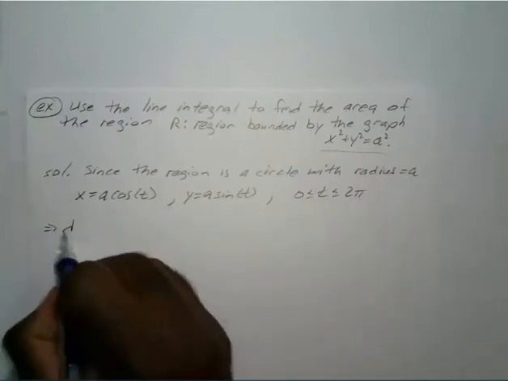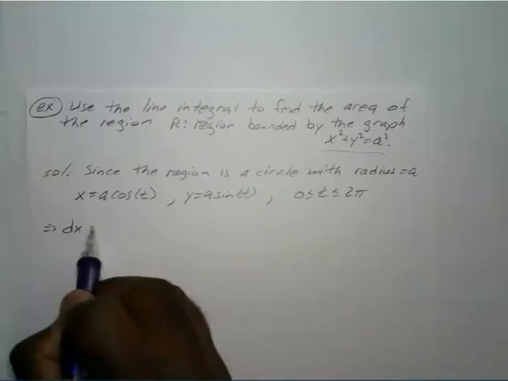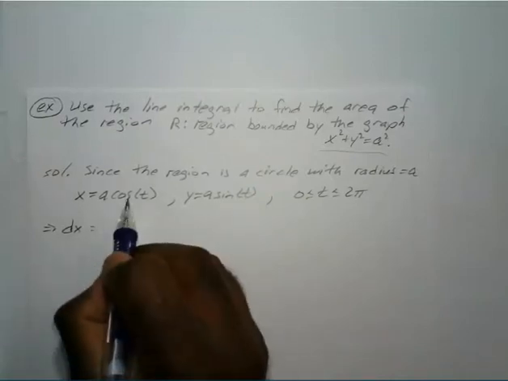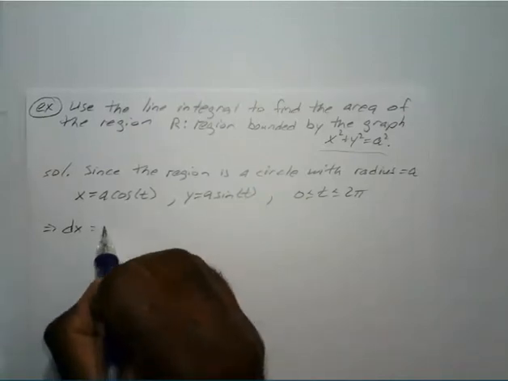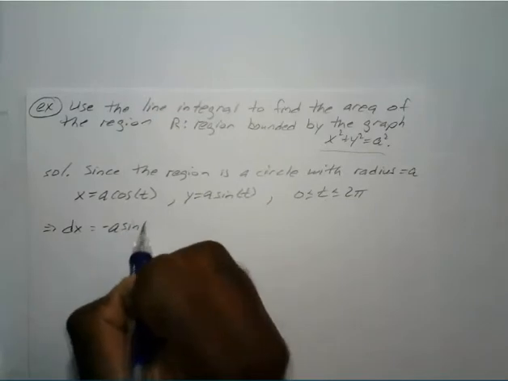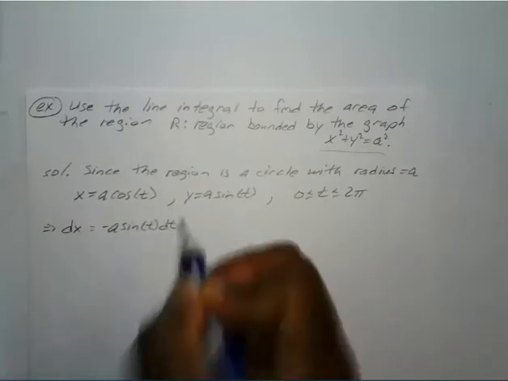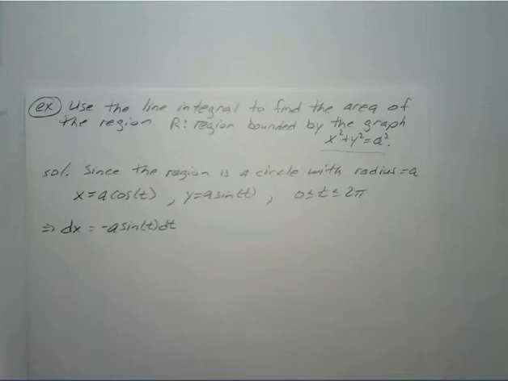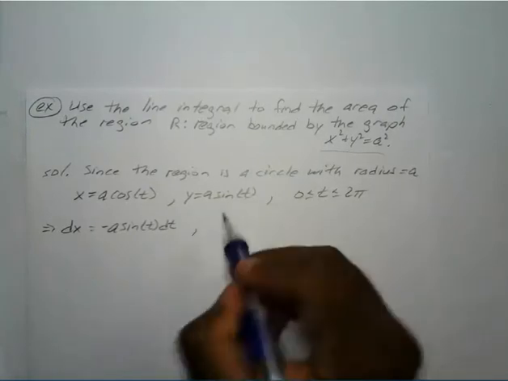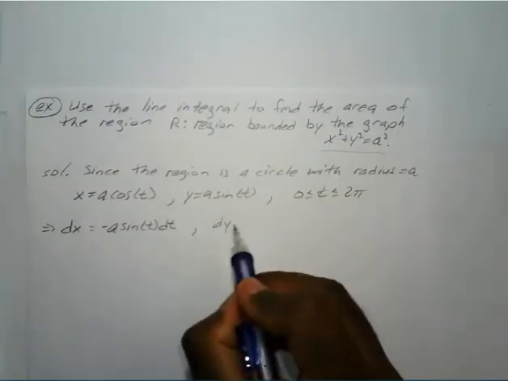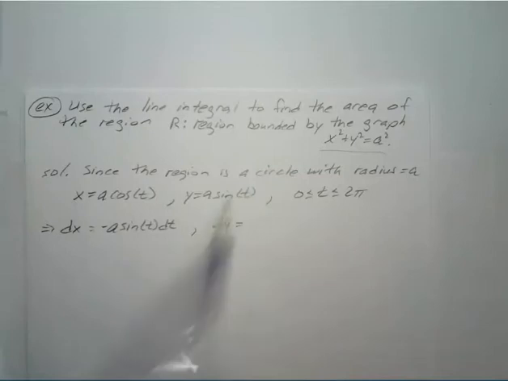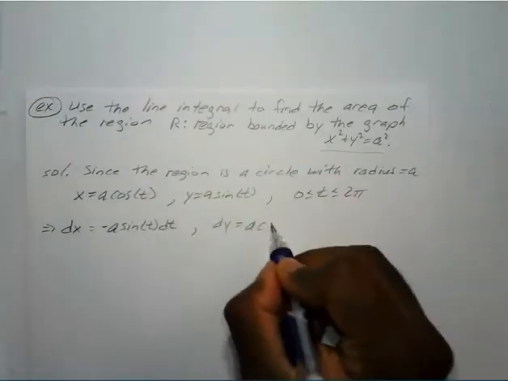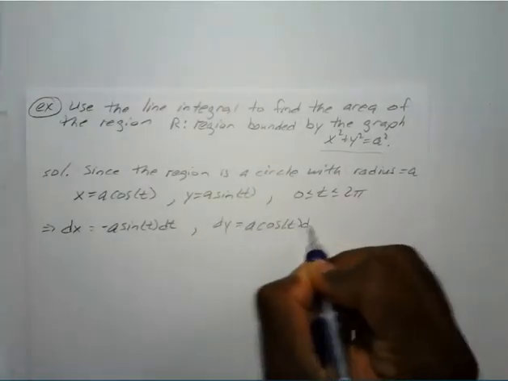Now you find your derivative of x. The derivative of cosine is negative sine, so that's negative a sine of t dt using our differentials. And our dy, the derivative of sine is cosine, so that's a cosine of t dt.